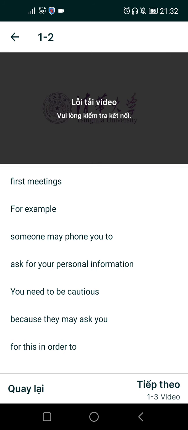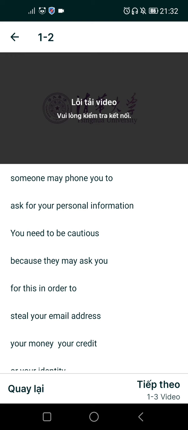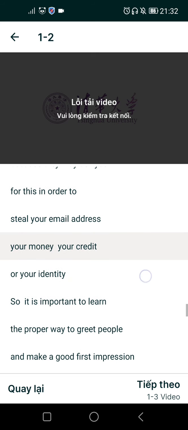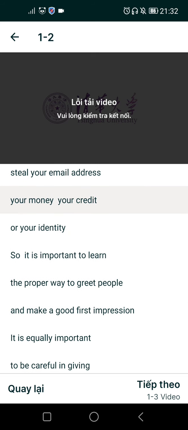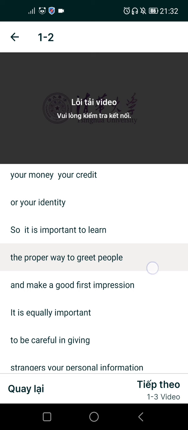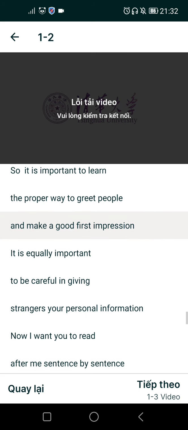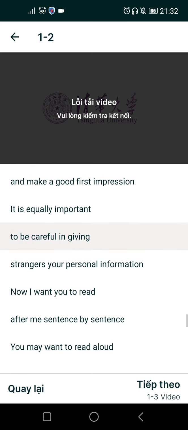You need to be cautious because they may ask you for this in order to steal your email address, your money, your credit, or your identity. So it is important to learn the proper way to greet people and make a good first impression. It is equally important to be careful in giving strangers your personal information.